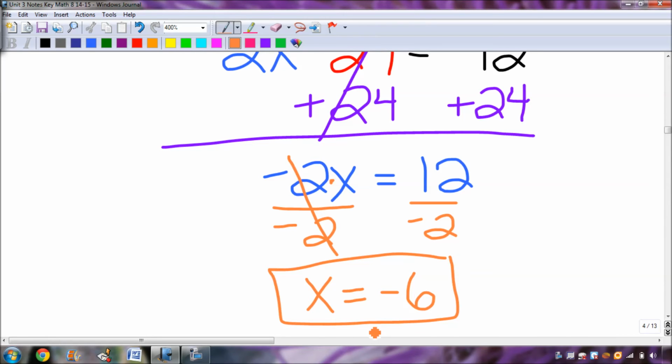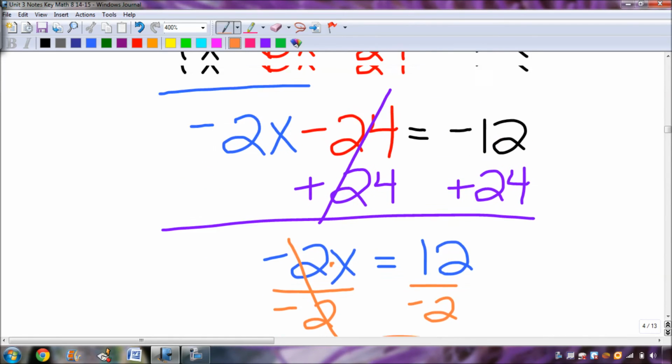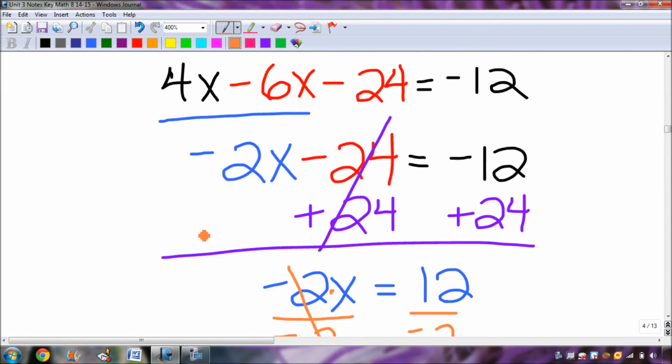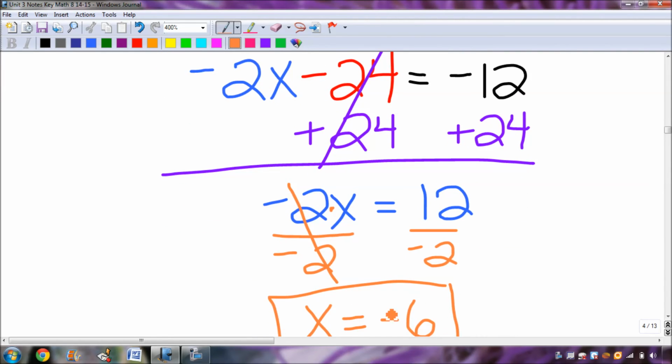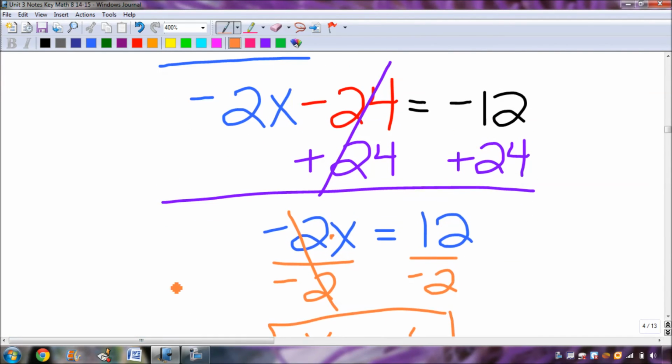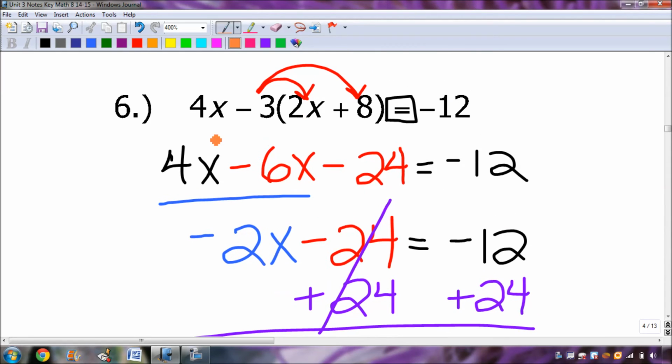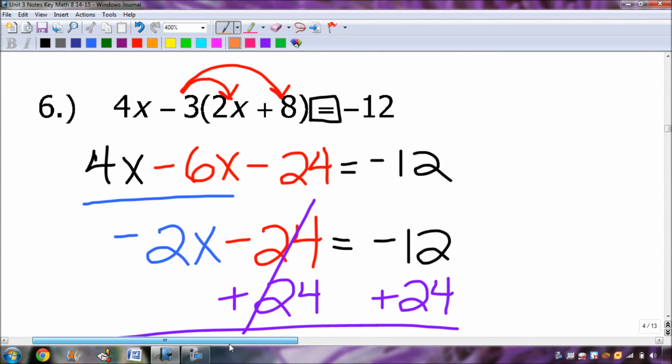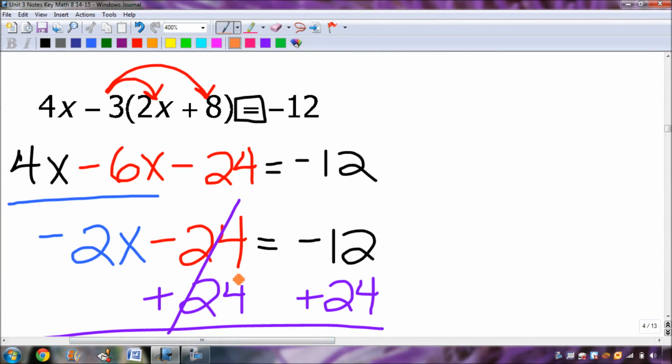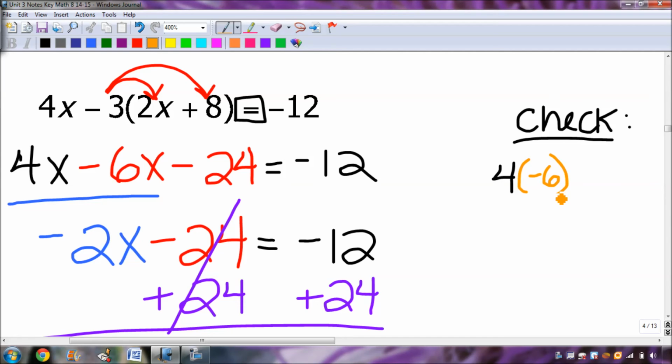All right, now I want to show you guys how to do a check in an equation. So what you're going to do is take your answer that you got, which is negative 6, and plug it in for every x value you see in the original equation, okay? So we'll write down that this is our check. You are going to say 4 times, and then I generally like to put it in parentheses because it makes things easier for me, okay?